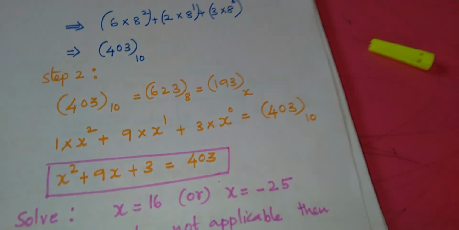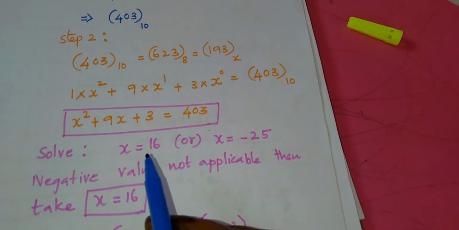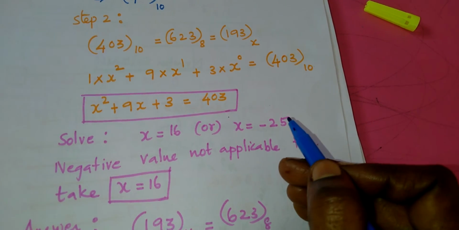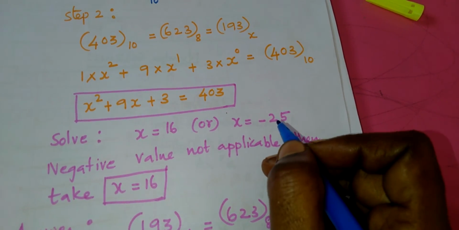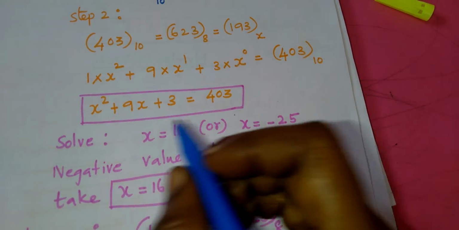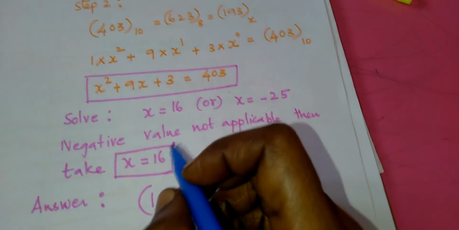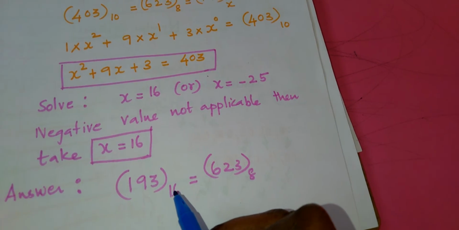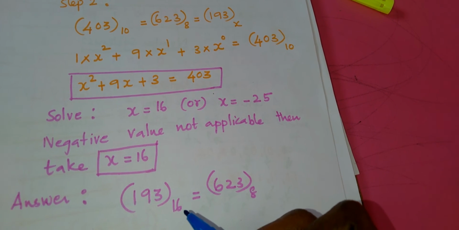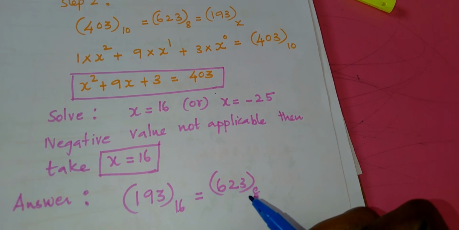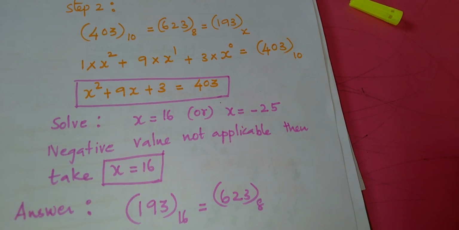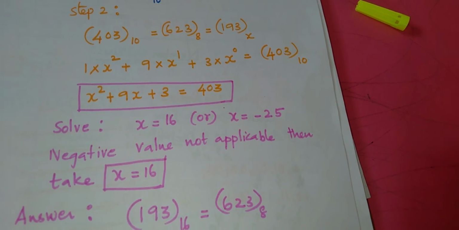Solve this equation, you will have x equal to 16 and x equal to minus 25. Since this value is negative, you eliminate it and only consider the positive value. So the unknown base value of the given problem is 16 for the corresponding known octal number. These are important questions in the number system. Thank you.